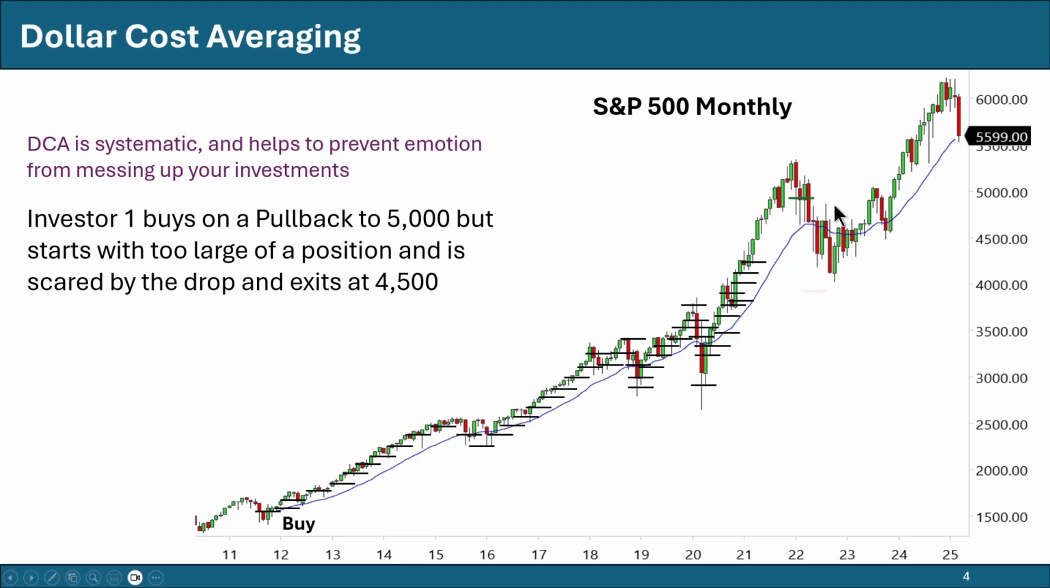And once the market dropped to 4,500, they got scared. They think, oh, a crash is coming. We're due for a crash. And then they sell at 4,500.